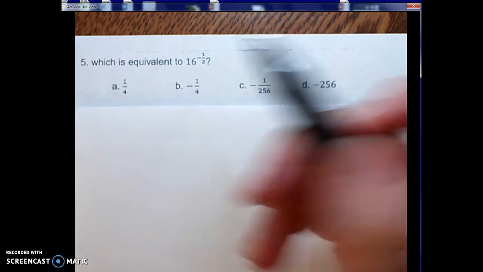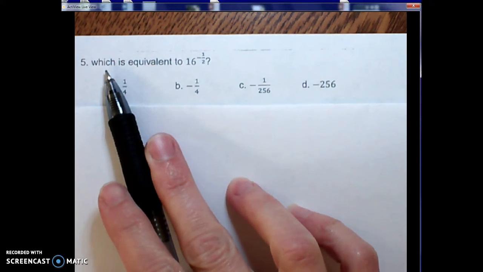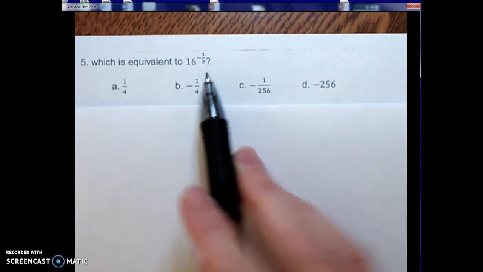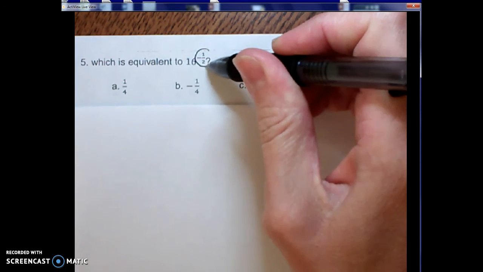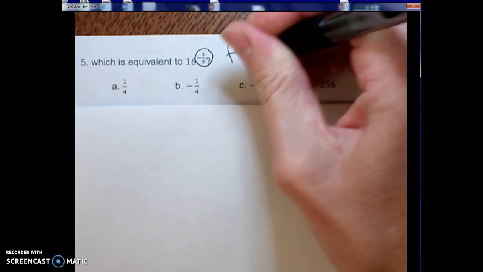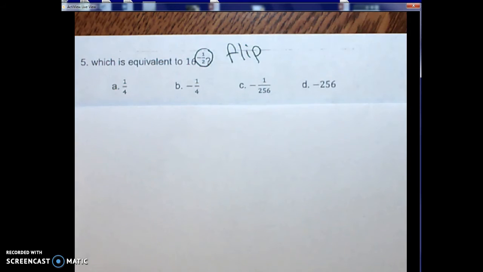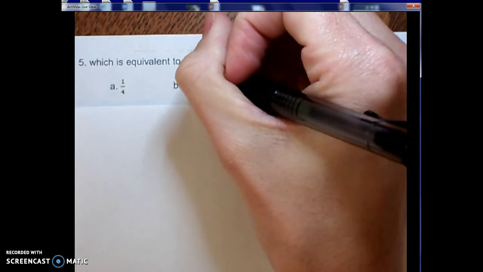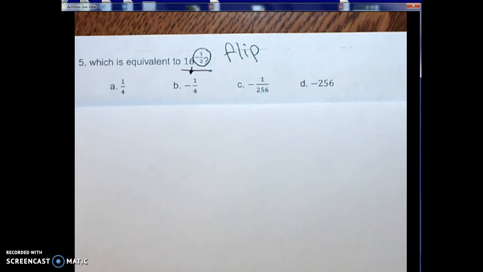Okay, so problem number 5 on your CBA review, it wants you to determine which is equivalent to 16 to the negative 1/2 power. The first thing that you should notice here is that you have a negative exponent. So that negative exponent means that your base has to flip. So for this problem, we're actually going to have to create a fraction so that we have a place to flip this. We can flip it down into a denominator.